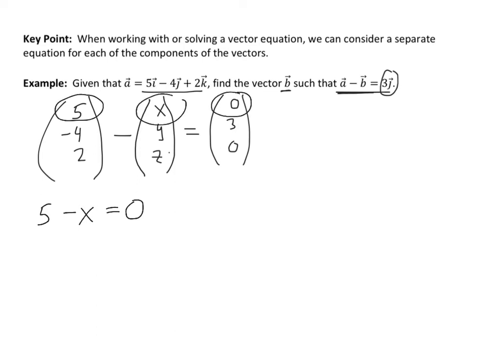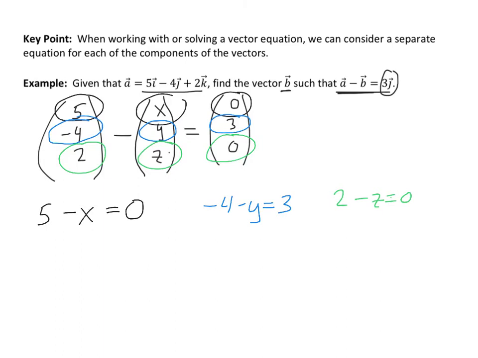But I also know that for this equation to be true, the y components have to line up. All of these things have to match one another. So negative 4 minus y is going to have to be 3. And finally, the z components are also going to have to match up. 2 minus z is going to have to be 0. And now I have 3 equations and 3 unknowns. I guess this is a system of equations, but it's really easy because they're not really related to one another.